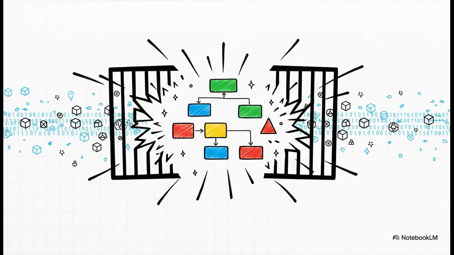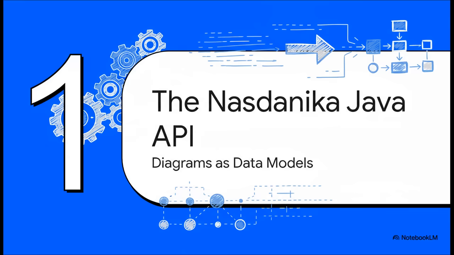The secret is to stop thinking about your diagrams as just pictures and start treating them as what they are underneath all those visuals, structured data. And the key that unlocks that door is the Nasdanika Drawio Java API. This is the tool that lets us get under the hood, peel back the visual layer, and start interacting with our diagrams as a real, honest-to-goodness data model.